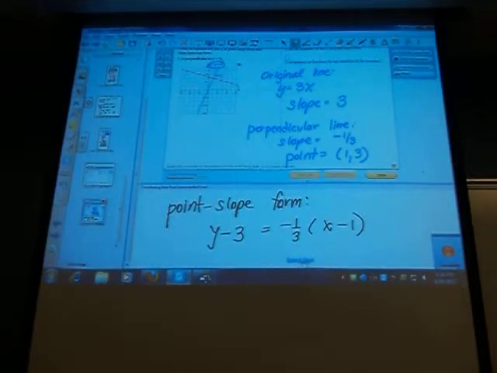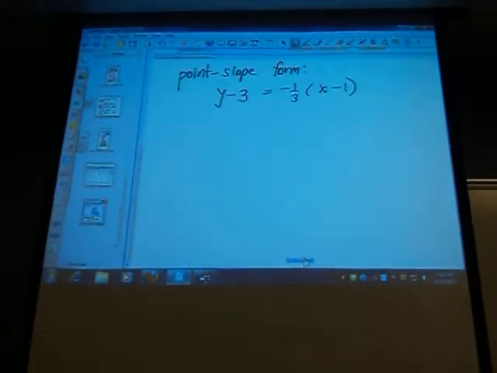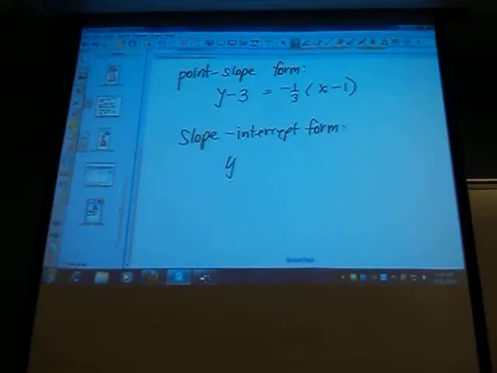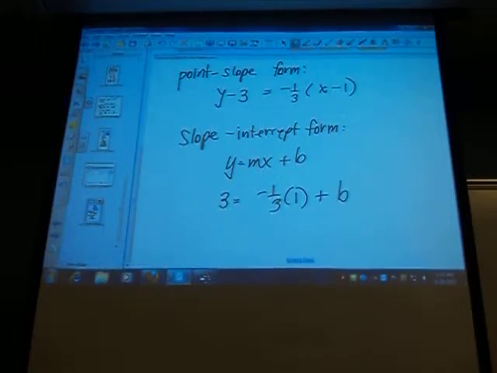Okay, then if I want to do slope-intercept form, I would do y equals mx plus b. My y was 3. My m was negative 1/3, times 1 plus b. Sorry, somebody called my phone, so I'm trying to figure out this one.